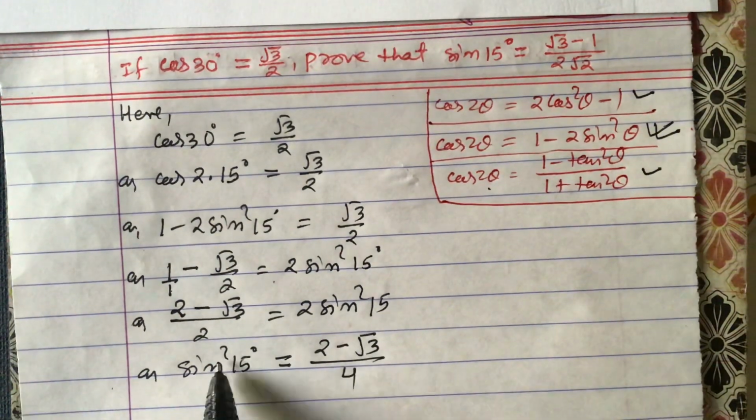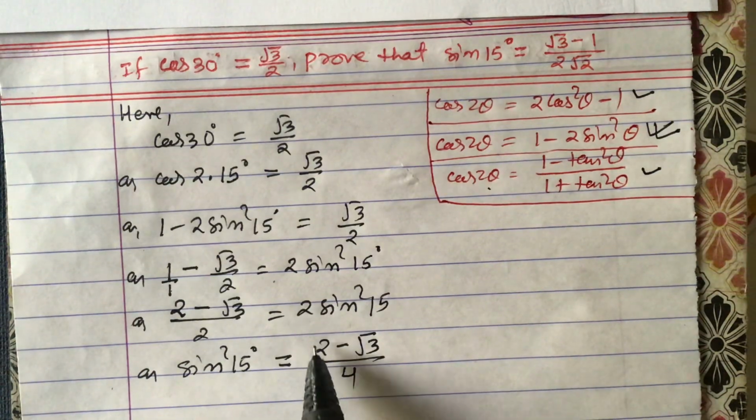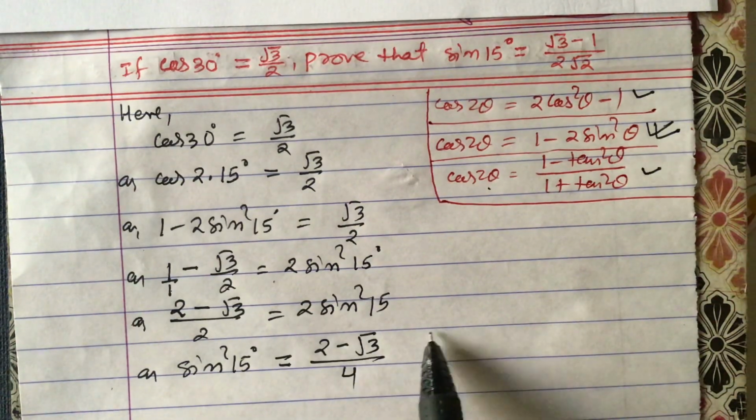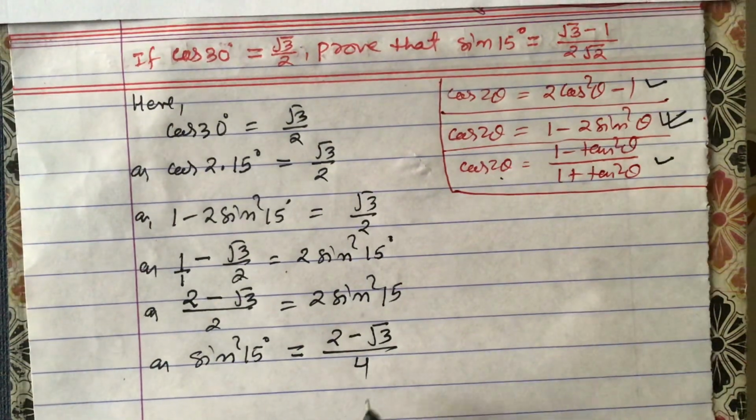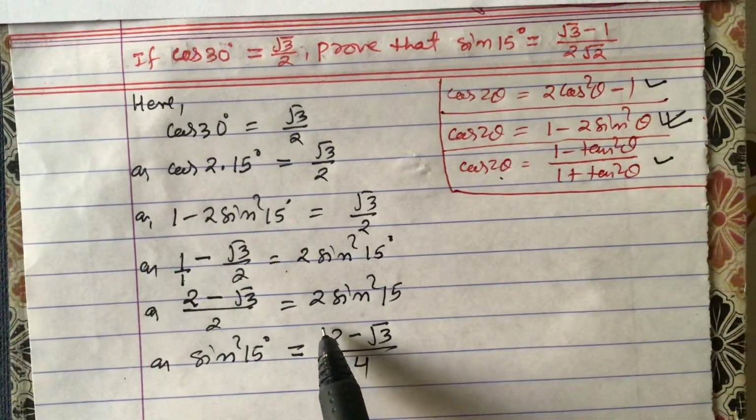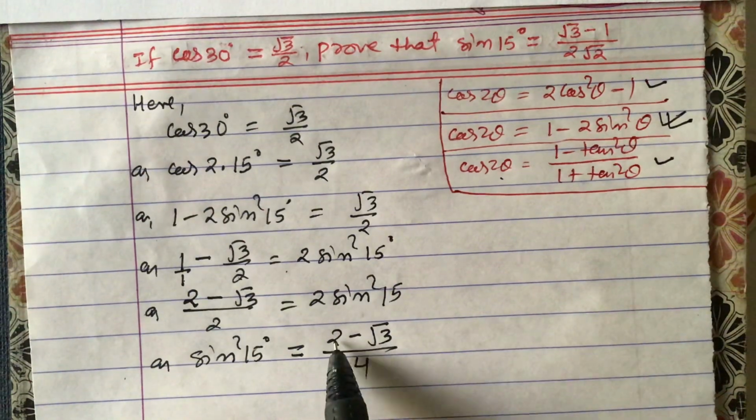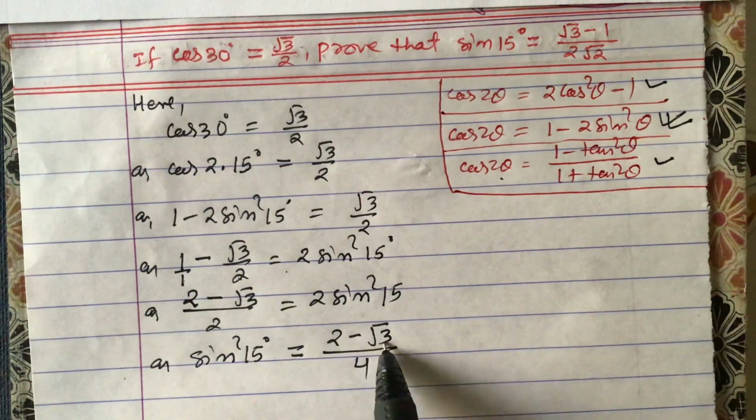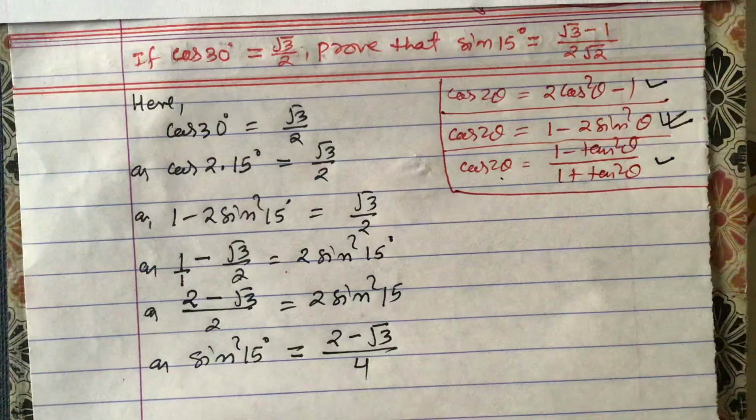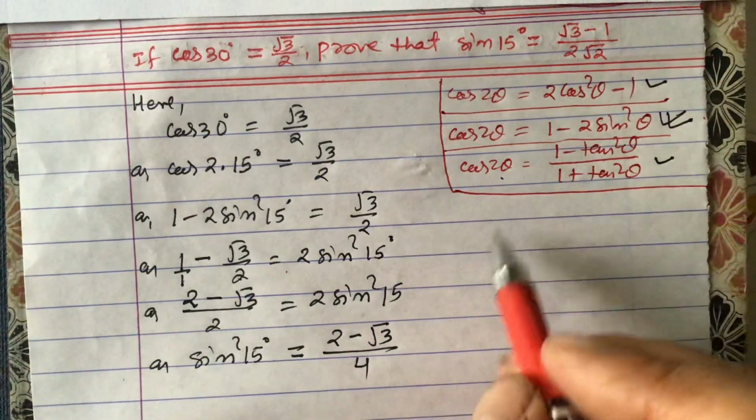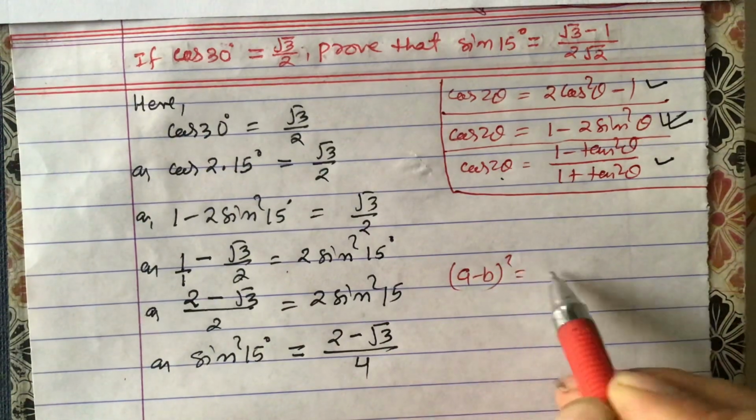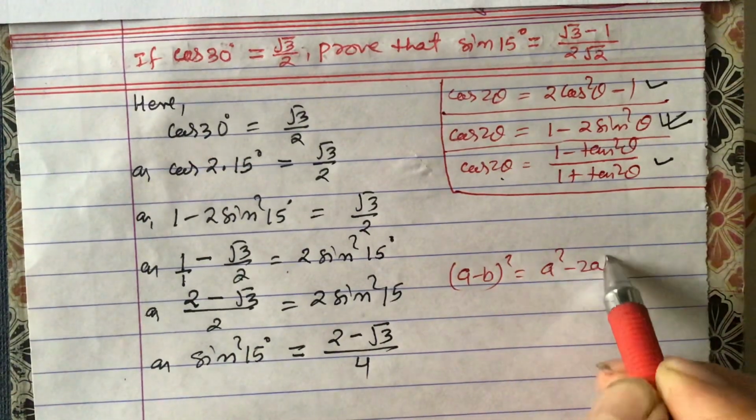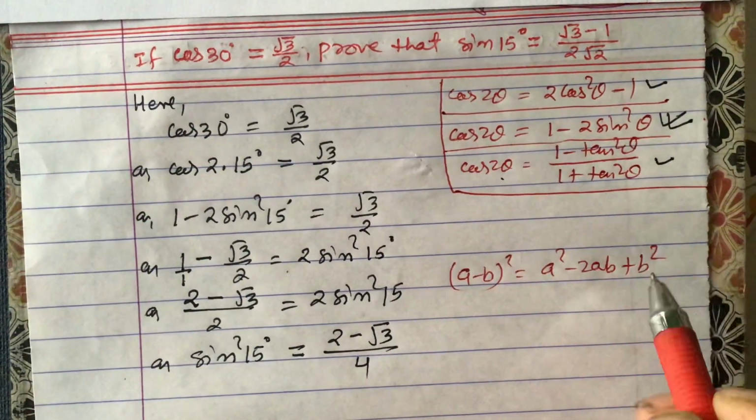Okay, but see, this square we have to remove. So to remove this square, we have to get here also a whole square. Then only this square and square can be removed. So what can we do? To get this square, we have to apply the a minus b whole square formula. The a minus b whole square formula is a square minus 2ab plus b square.